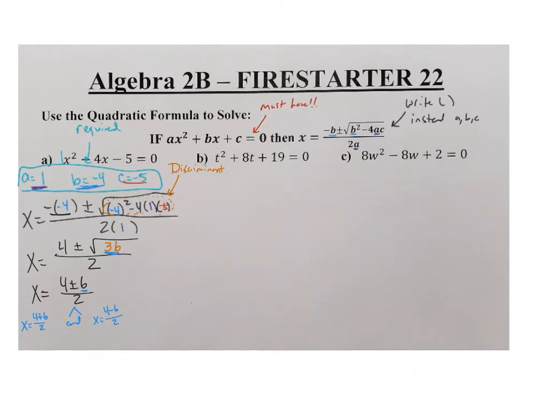4 plus 6 is 10. 10 divided by 2 is 5. 4 minus 6 is negative 2. Negative 2 over 2 is negative 1. So that's it. Done.